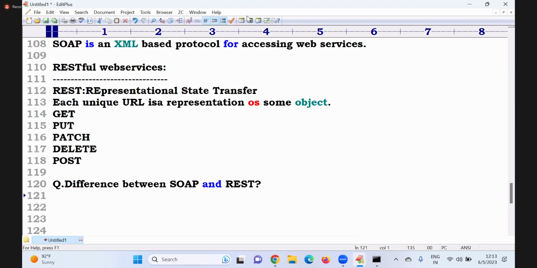Google using SOAP. Yahoo using REST calls. Amazon using both SOAP and REST. In SOAP, we cannot do CRUD operations.